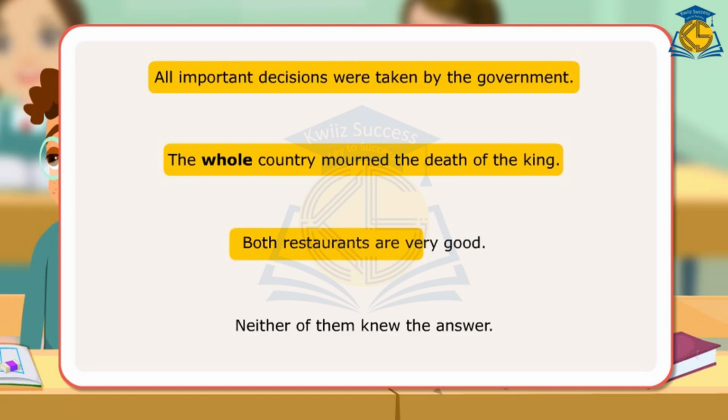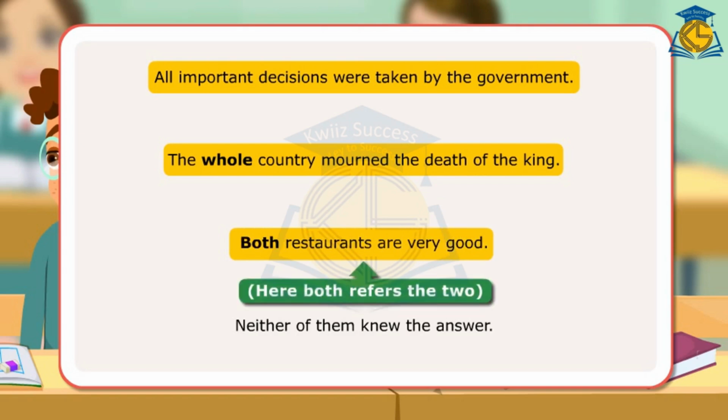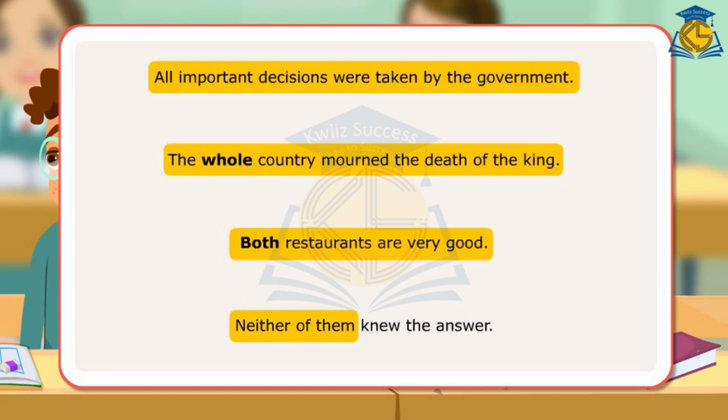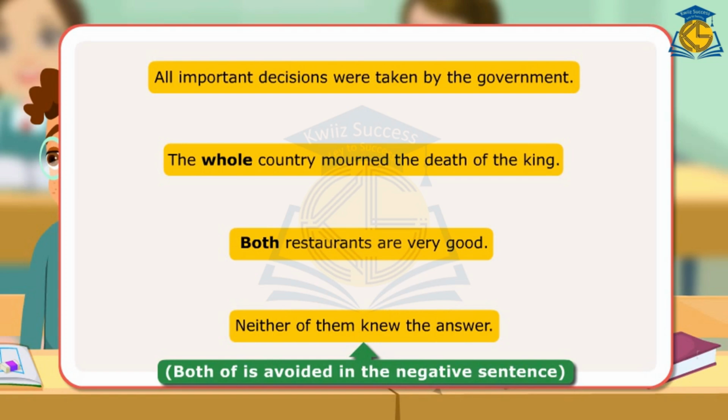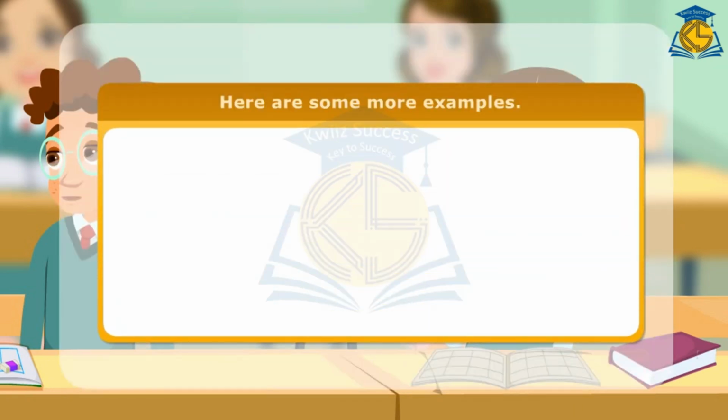Both restaurants are very good. Here, both refers to the two. Neither of them knew the answer. Both of is avoided in the negative sentence. Here are some more examples.